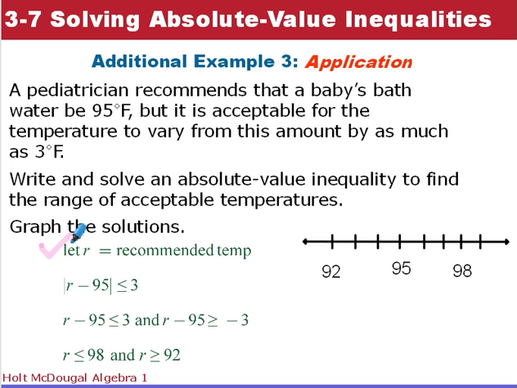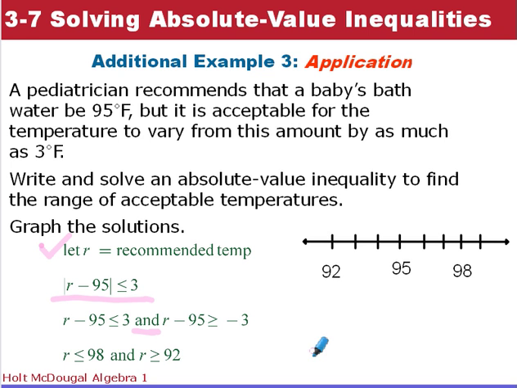We're going to let R equal the recommended temperature, or the acceptable temperature. So we know that we're starting at 95, and it's got 3 degrees one way or the other. So our absolute value term becomes the absolute value of R minus 95 is less than or equal to 3. It's less than, so we know it's going to be an and. Removing the absolute value symbols, R minus 95 is less than or equal to 3, and R minus 95 is greater than or equal to negative 3.